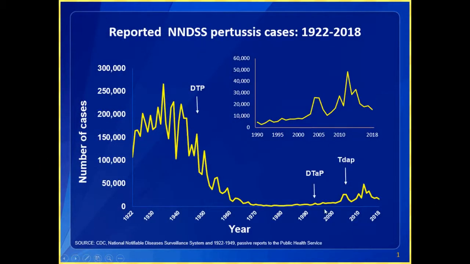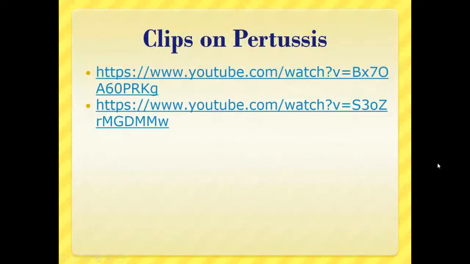So here's when the first vaccine, around 1950, the DTP vaccine, and then in the mid-90s we got the DTaP and then the Tdap. These involve acellular pertussis. The old vaccine was a whole cell pertussis vaccine.